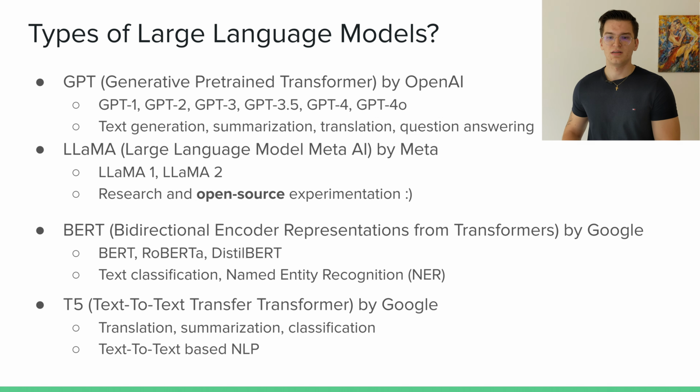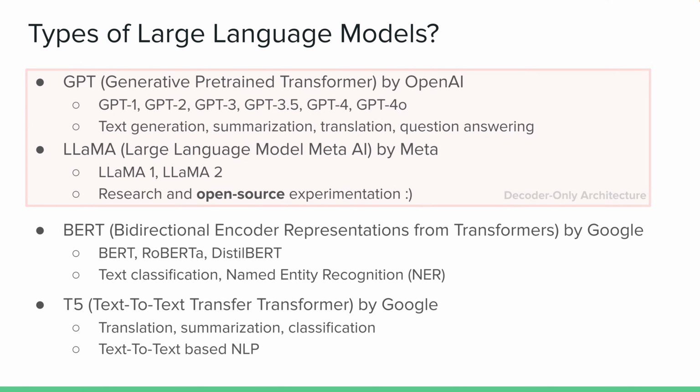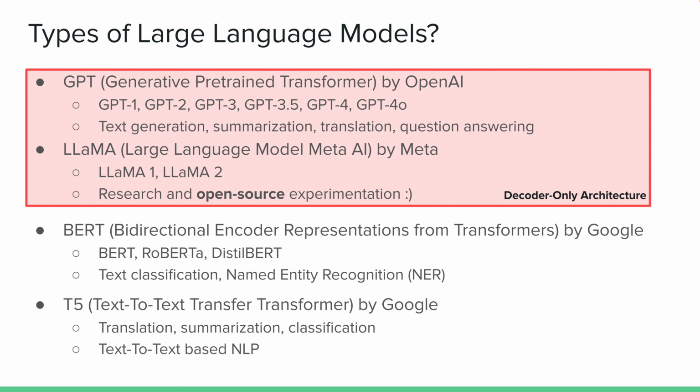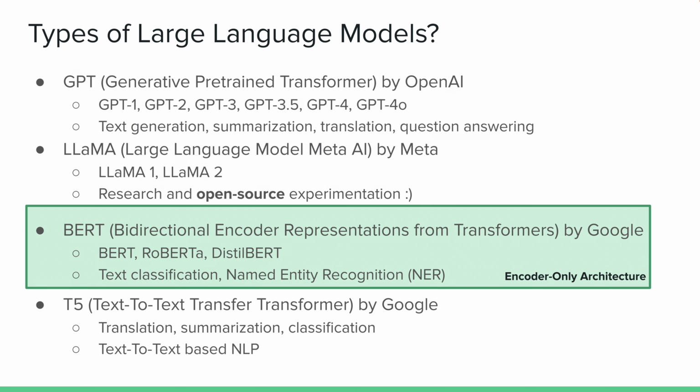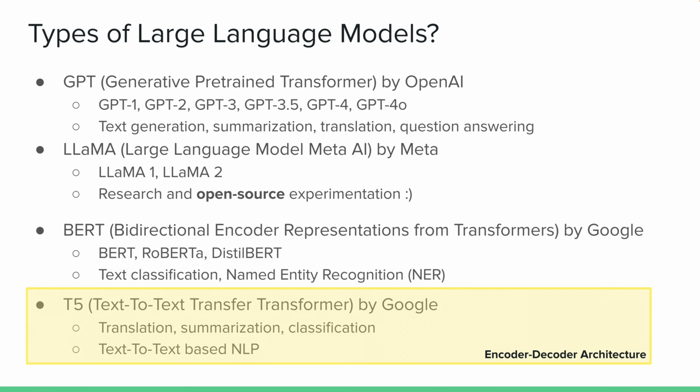But unlike BERT or GPT, it treats every NLP problem as a text-to-text transformation. As we've heard before, there exist different architectures and models. GPT and Llama are decoder-only models, while BERT only uses the encoder. T5, which treats all problems on a text-to-text basis, is an encoder-decoder architecture. Each model architecture, whether encoder-only, decoder-only, or encoder-decoder, has its own strengths depending on the task at hand.